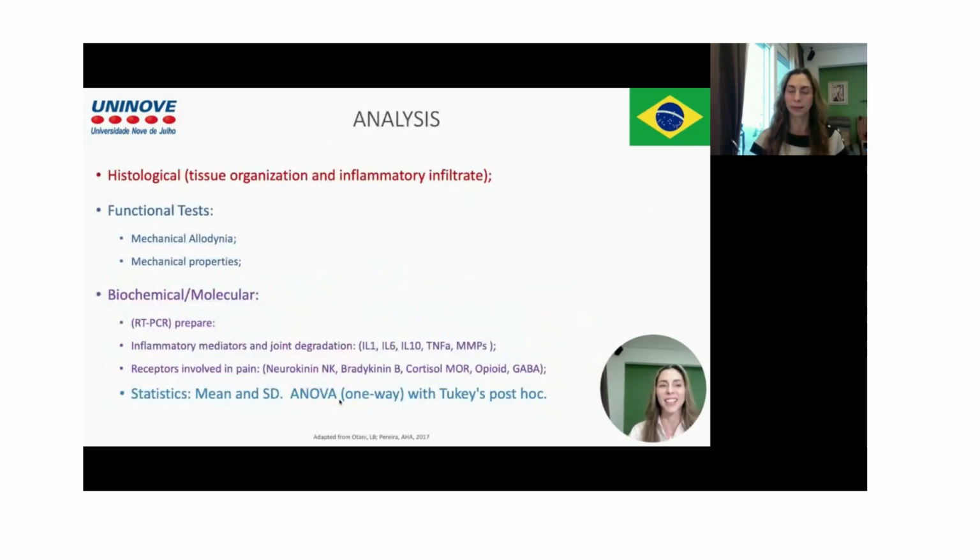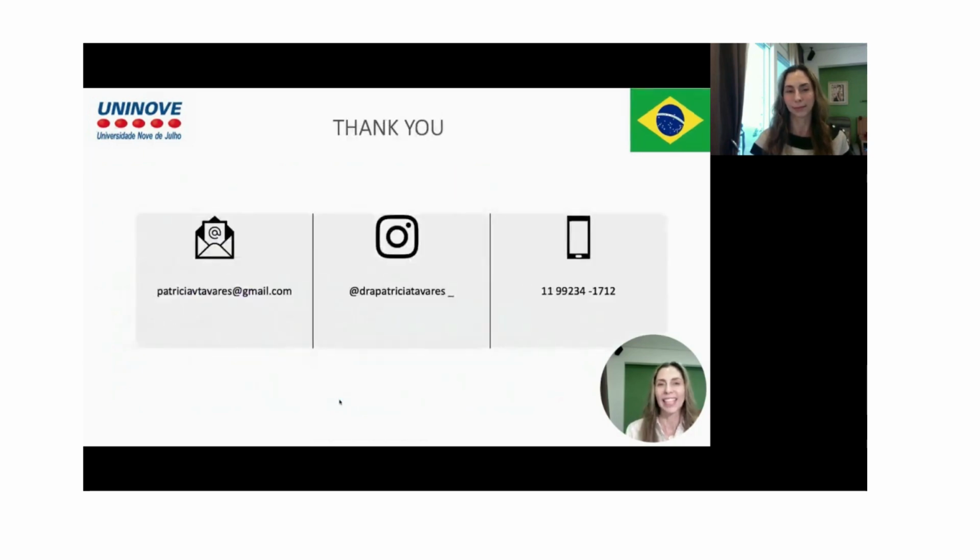Our histologic analysis will be tissue organization and inflammatory infiltrates. Our functional test will be mechanical allodynia, which will be performed once a week, and mechanical compression properties of the cartilage. Our biochemical and molecular analysis will be RT-PCR of inflammatory mediators and joint degradation markers: IL-1, IL-6, IL-10, TNF-alpha, MMPs, and receptors involved in pain: tachykinin NK, bradykinin B, cortisol, opioid, and GABA. For statistics, we will use means and standard deviation of the mean, one-way ANOVA with Tukey post hoc. Thank you very much.